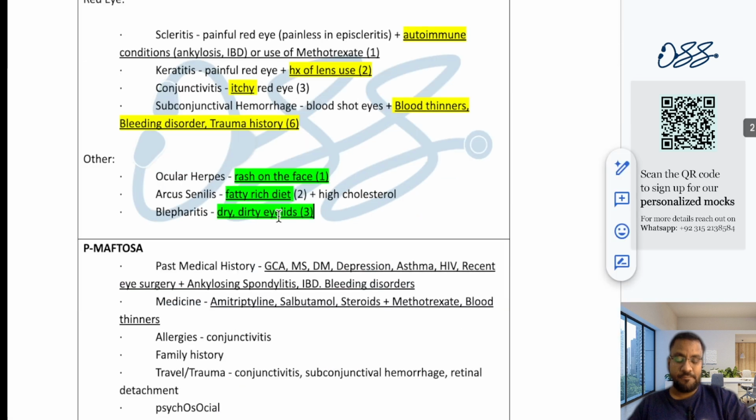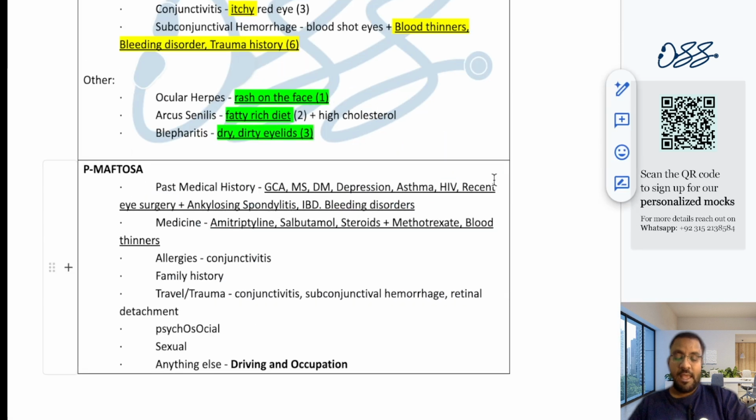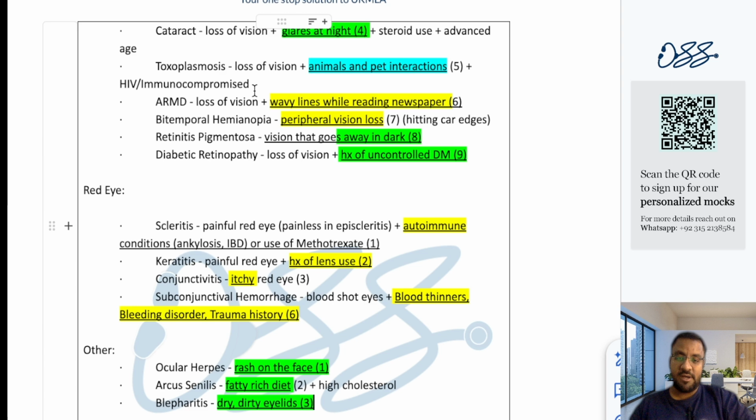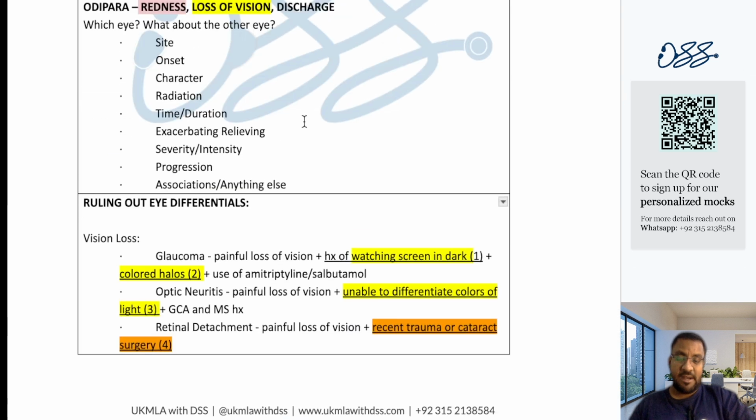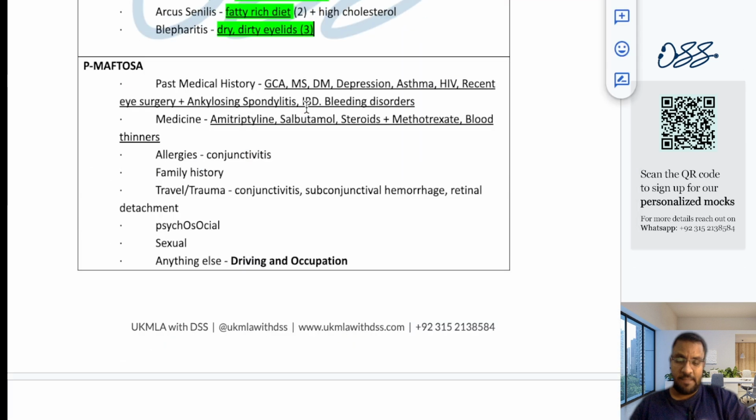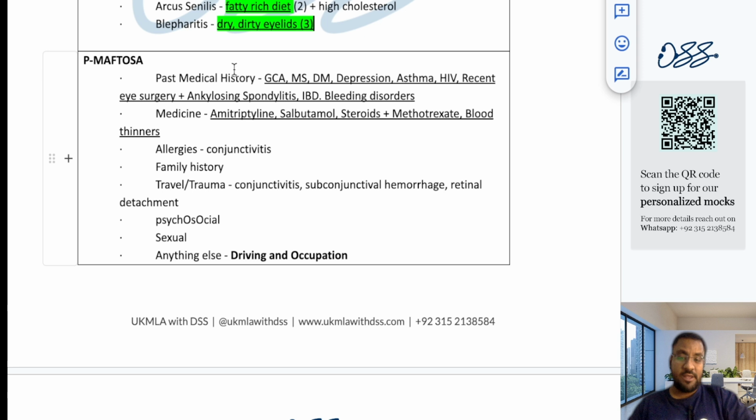All right. Now, coming to the last section of the structure of ophthalmology, that is PMHx. Some of the questions of the PMHx part you may have directly asked when you were ruling out the differentials. But in case you haven't asked them, I'll just share it with you. For example, in the past medical history, you can ask about these diseases. If somebody has GCA or multiple sclerosis, you are thinking about scleritis.